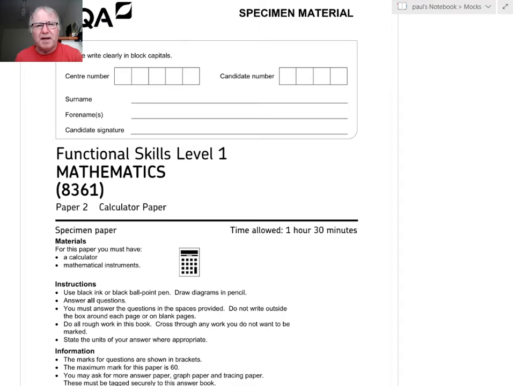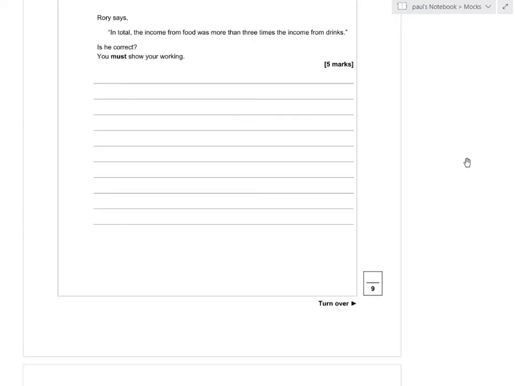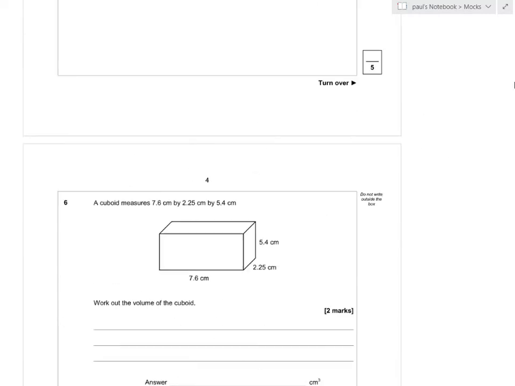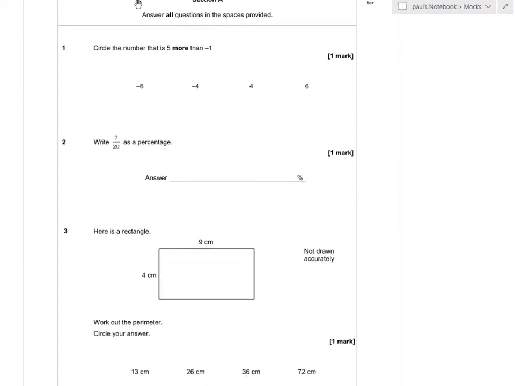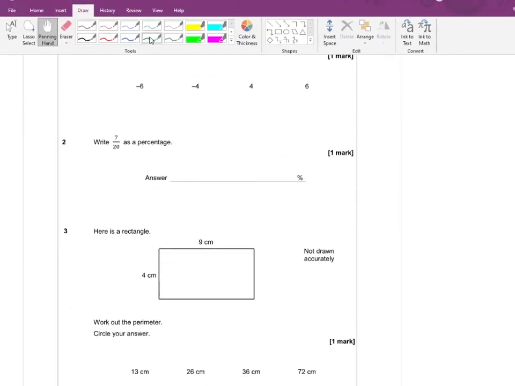Right, AQA again, specimen material, level 1 calculator paper. Okay, let's see what we can do with this one. When I can get this to go up and down, that's better. Right, here we go. Here's the beginning, and let's do the pen.